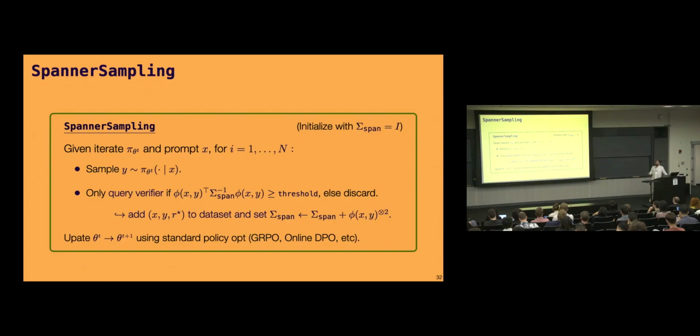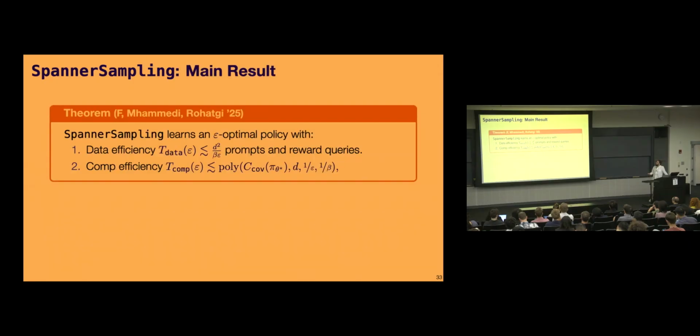Okay. So this is something you can put in the loop of any policy optimization algorithm. Ultimately, you're just going to update it as usual, but you only use the data that was collected with this process. So what does this get you in theory? Let me walk through the data efficiency and the computational efficiency.